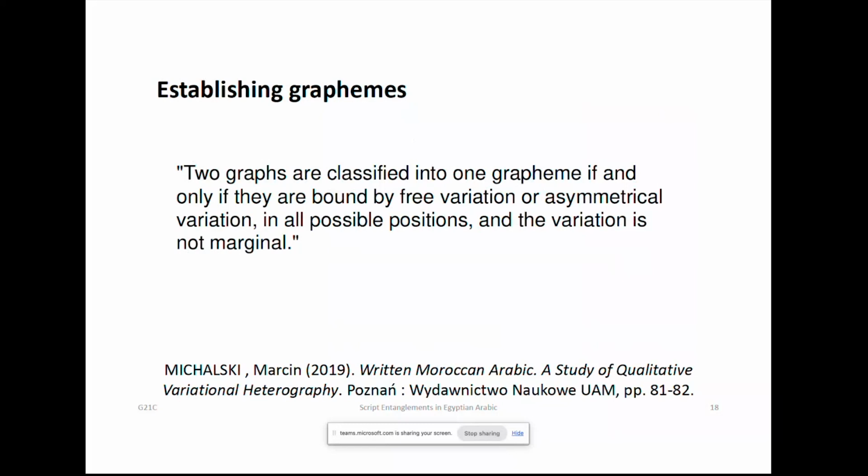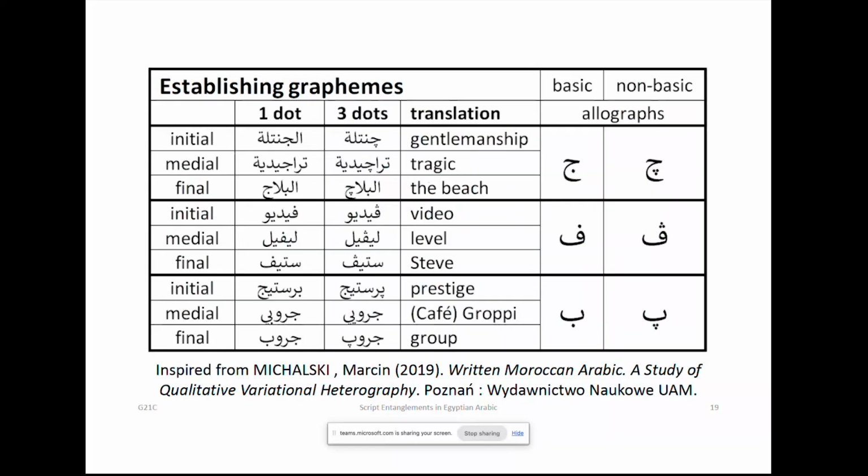Two graphs are classified into one grapheme if and only if they are bound by free variation or asymmetrical variation in all possible positions, and the variation is not marginal. It is indeed possible to establish that each graph, gim, fa, and ba with three dots, is linked to the one-dot graph, gim, fa, and ba, respectively, by a variation, that is a substitution of one graph for another, in initial, medial, and final position. This is an asymmetrical variation because in all cases, the three-dot graphs can be replaced by one-dot graphs, but not the reverse. And it is not marginal in the sense that it is a regular occurrence.